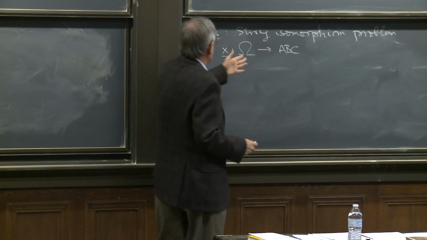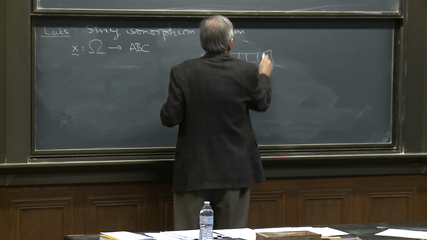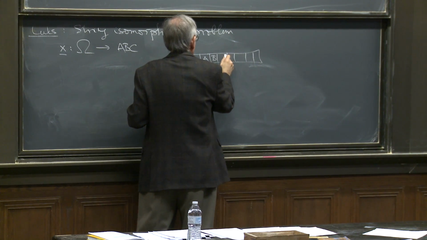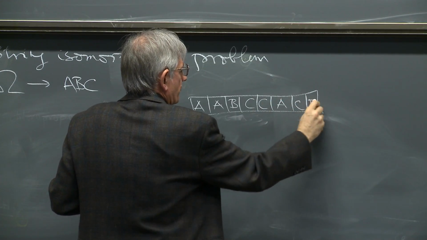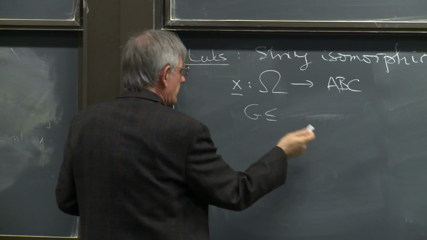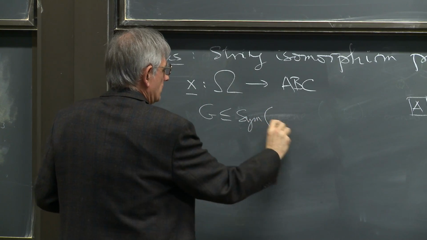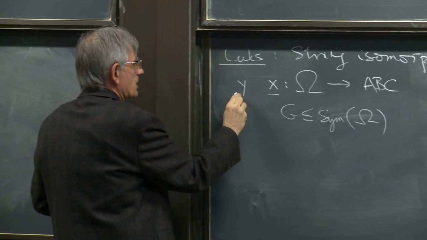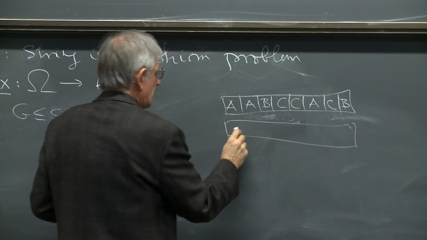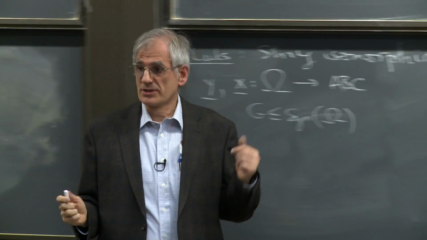So for instance, if this is my set of positions here, then this is a string. Okay, that's a string. Now let's imagine that we in addition also have a group acting on omega, and I have not one string but two strings. So here is another string. B, C, C, and etc. All right, that's another string.